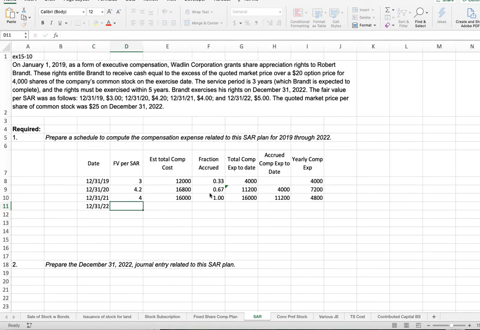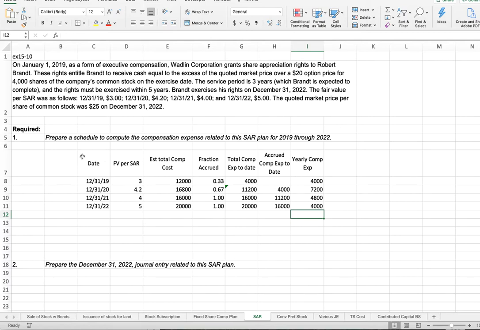Then on 12/31/2022, we have $5. And so we can say equal to our 4,000 times that 5. Again, we're still 3/3 because he completed his 3-year service period and he doesn't have to exercise them for 5 years. So that's why we're now having the fraction of 1. So again, really just pulling over that 20,000. Our compensation expense to date is $16,000, and the difference gives us the yearly expense for 2022.